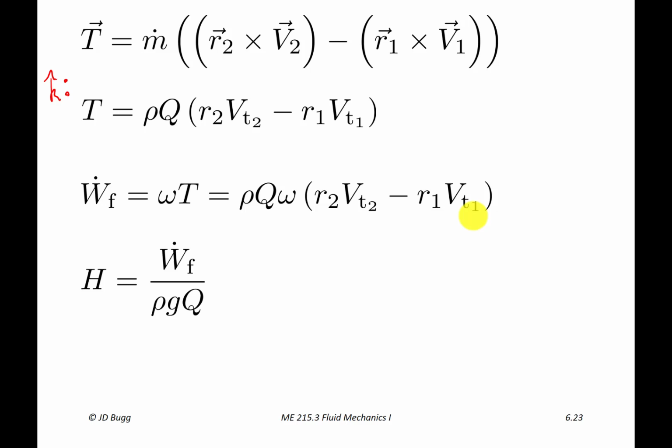Finally, the other operating parameter that we're interested in is head. And so head is the power divided by rho g Q. If you go back and look when we were talking about pump efficiency and we were defining the water horsepower, it was defined as rho g H Q. So this is just that definition of water horsepower solved for the head.